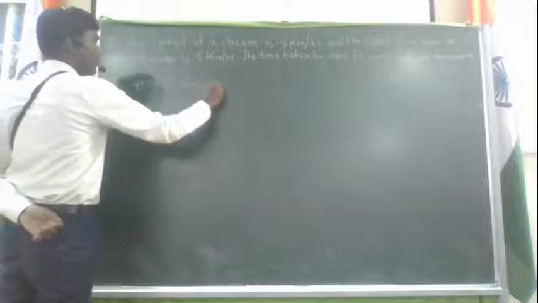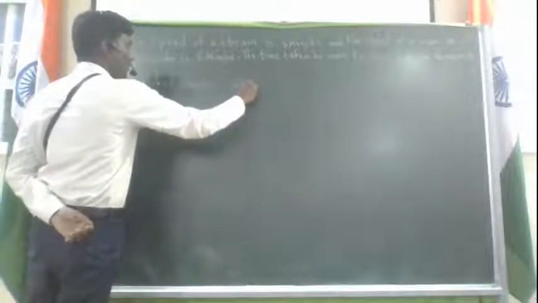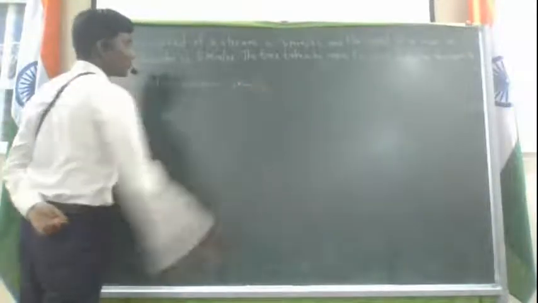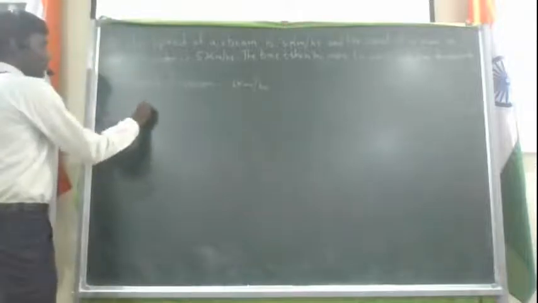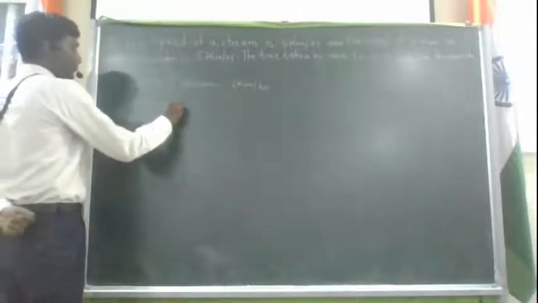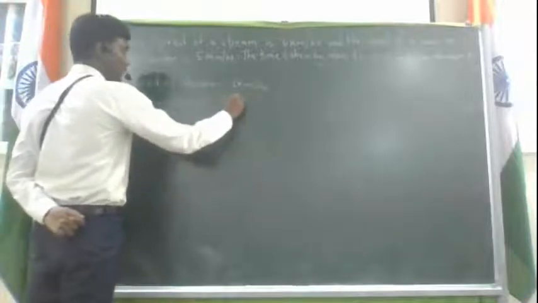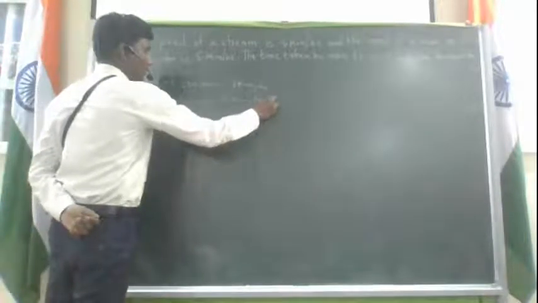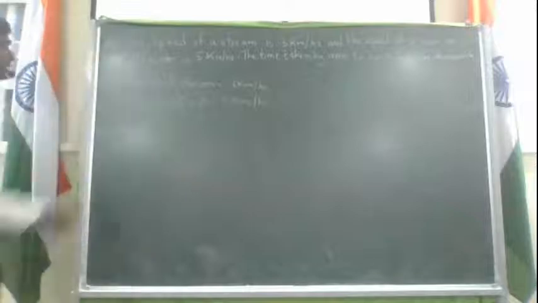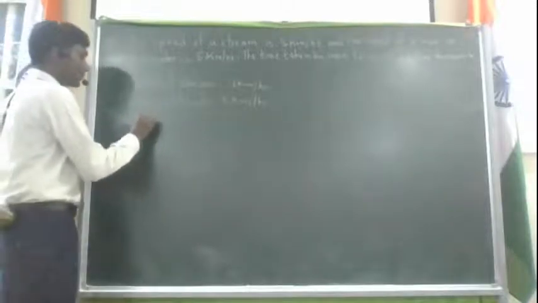Speed of stream they have given 3 kilometer per hour. And what is the speed of the man in still water? 5 kilometer per hour. Now what they are telling, distance also they have given. How much is the distance?